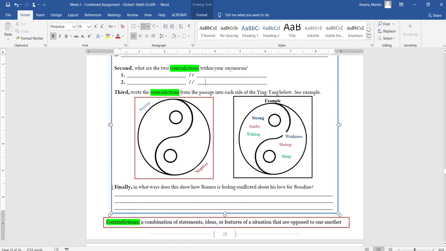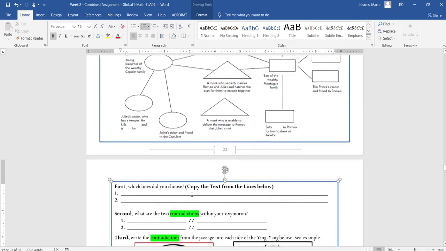And then the question here requires you to read the play. So that's why this is on a page after the previous activity, which is finally, in what ways does this show how Romeo is feeling conflicted about his love for Rosaline? You're going to need to write down, based on what you learned from reading Acts 1 and 2, how Romeo is feeling conflicted, okay?